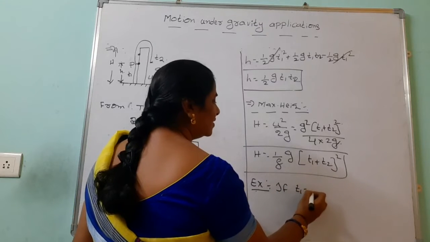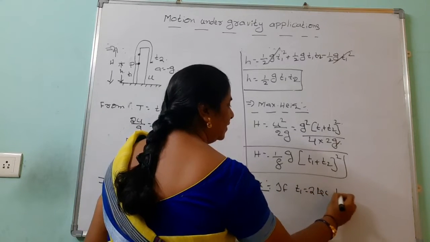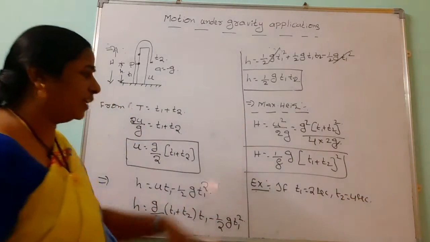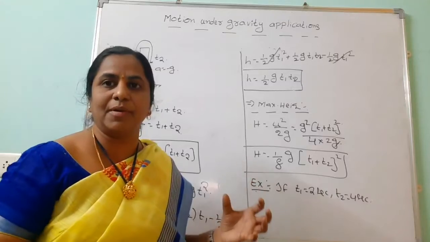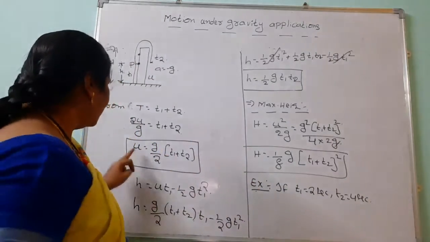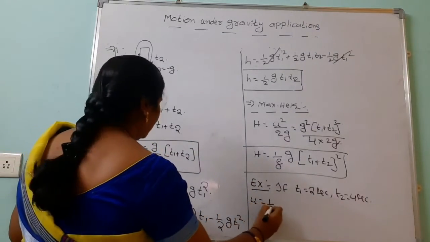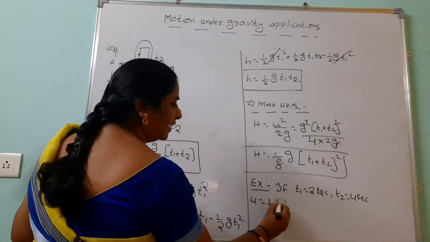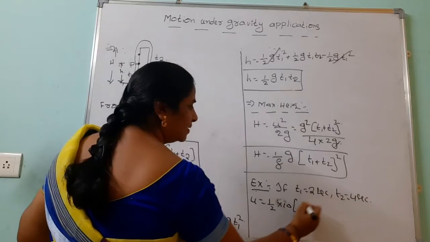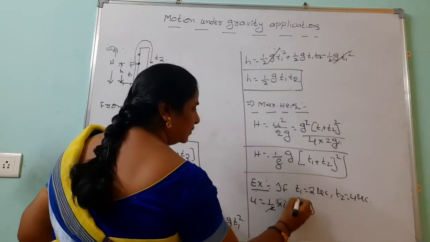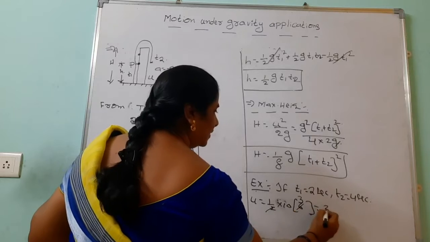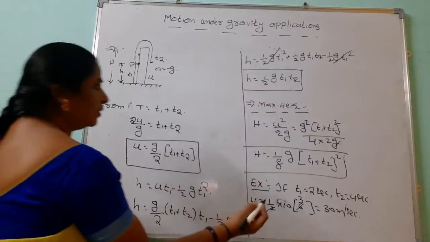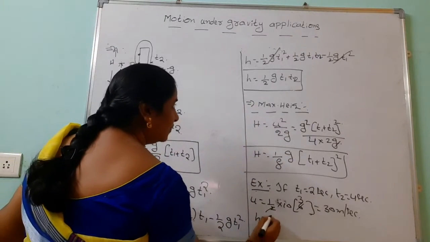If t1 equals 2 seconds and t2 equals 4 seconds, how do we find these? No need of deriving everything, we should remember the formulas. What is the formula for the projection velocity? u equals half into g into t1 plus t2. The g value we take as 10, and t1 plus t2 is 6. So half of 10 is 5, 5 into 6, that is 30 meters per second.